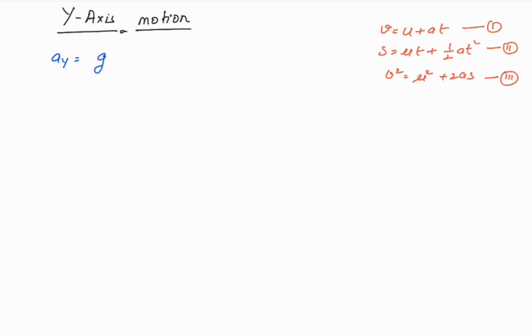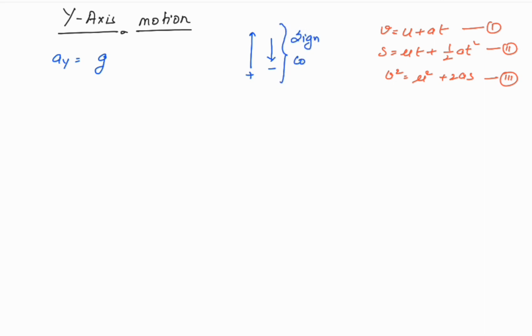Now, gravity g. While solving numericals on a free-falling object under gravity, we have taken upward as the positive direction and downward as the negative direction. The same convention I am going to use. This is the sign convention that I am using. Gravity works downward, so I will use the sign minus.